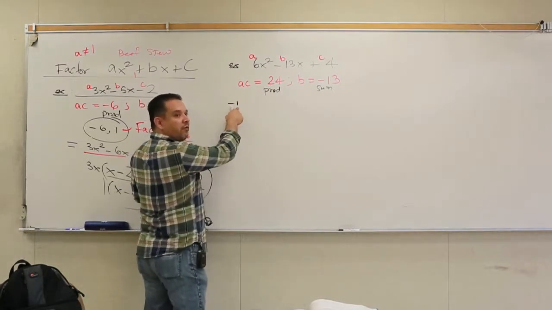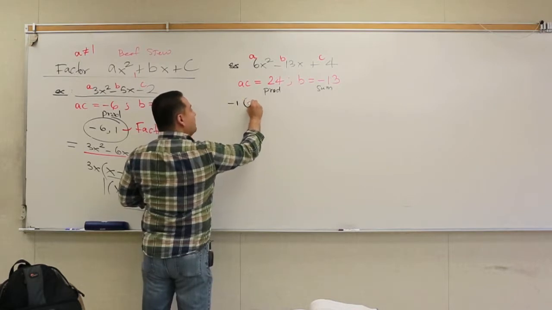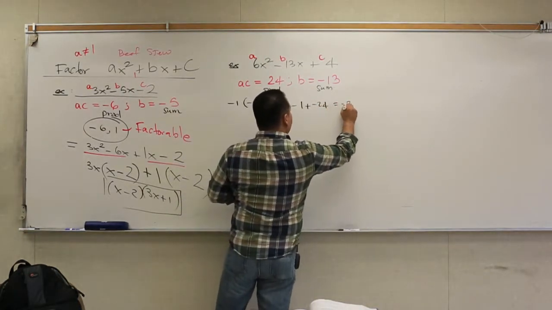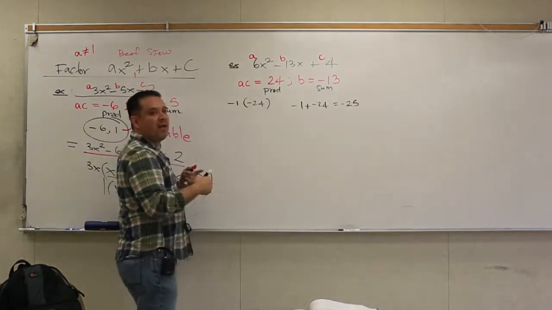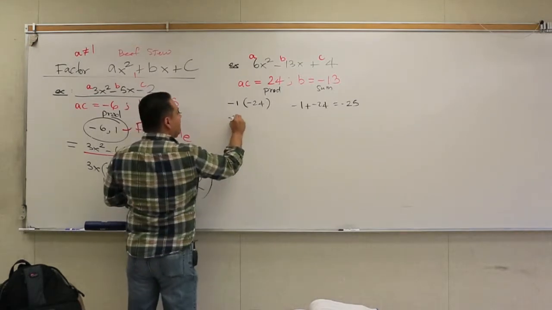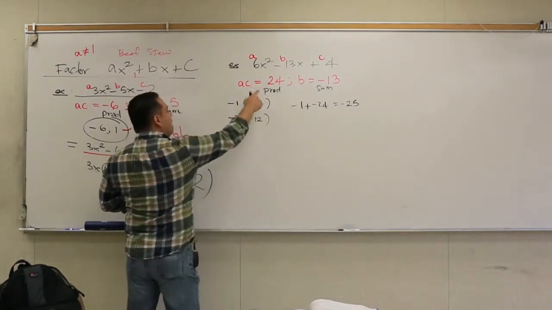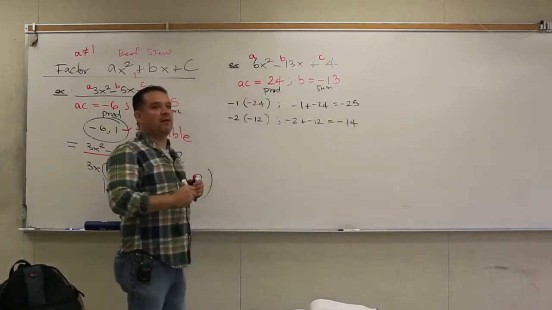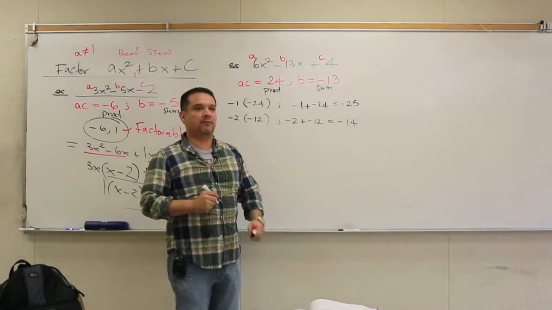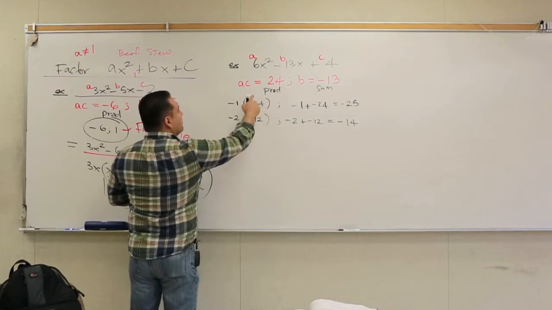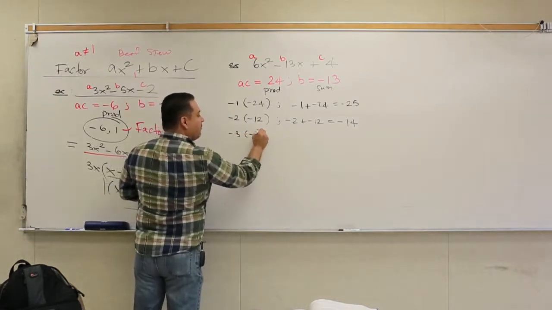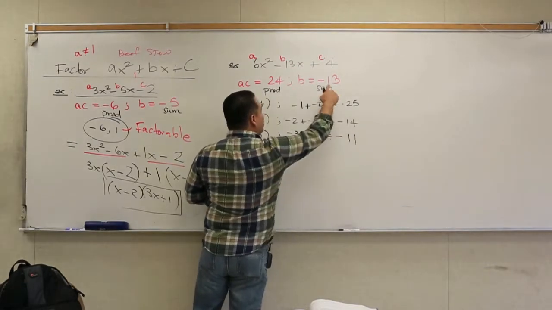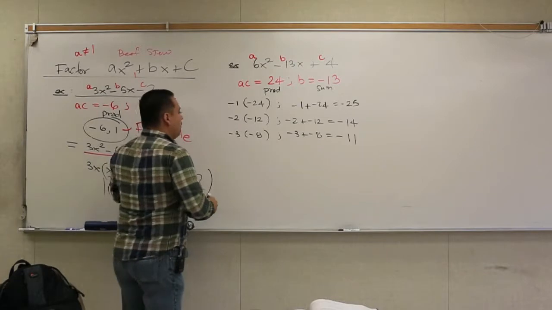Instead of starting with 1, start with what? Negative 1. Negative 1 times negative 24. Isn't that positive 24? What's negative 1 plus negative 24? It's negative 25. That's not negative 13. Okay. What should I try next? What comes after 1? 2. Remember, we're going to do this systematically. Negative 2 times negative 12 is positive 24. But when I add these, don't I get negative 14? What do I need? Is that good enough? No. All right, good. We're close, but what comes next? 3? All right, negative 3 times negative 8, right? They both have to be negative. Isn't that positive 24? But what's negative 3 plus negative 8? Negative 11. Is that negative 13? No. Okay.